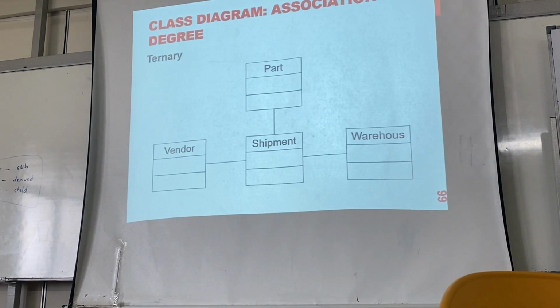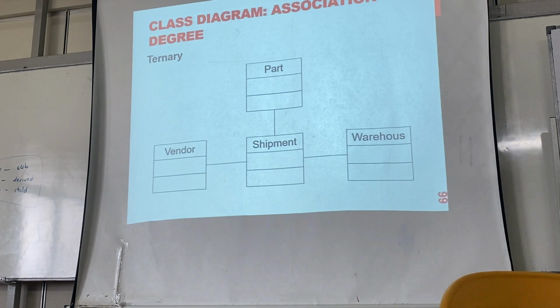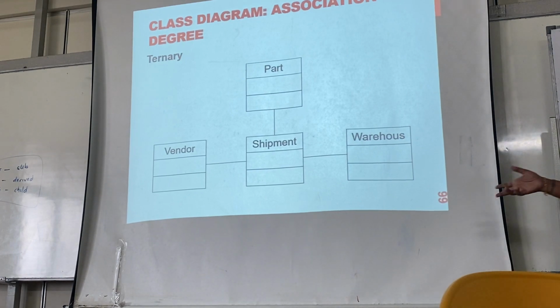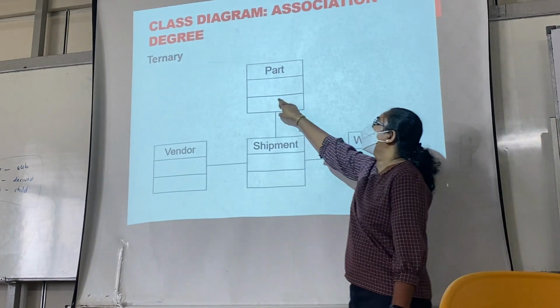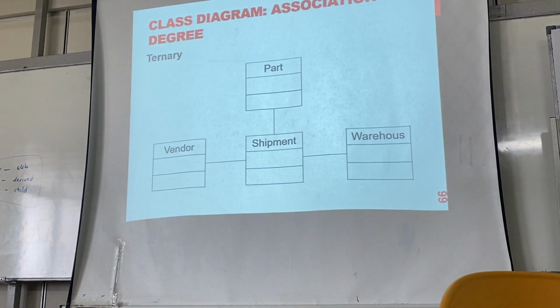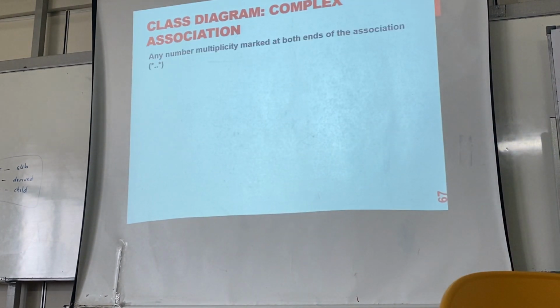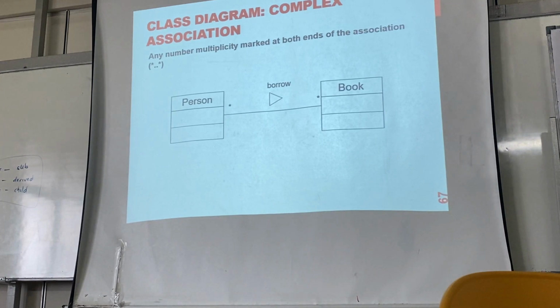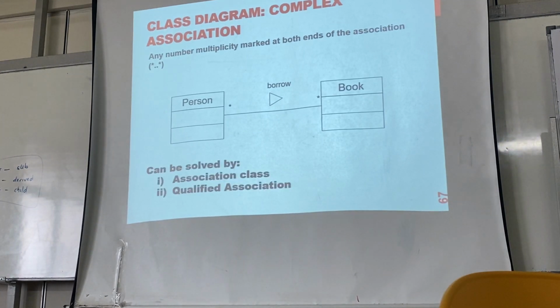Okay? So binary. Ternary. Okay, ternary. Okay? So it is also the same as binary. This two binary, this two binary, this two binary. Right? At the end it becomes ternary.